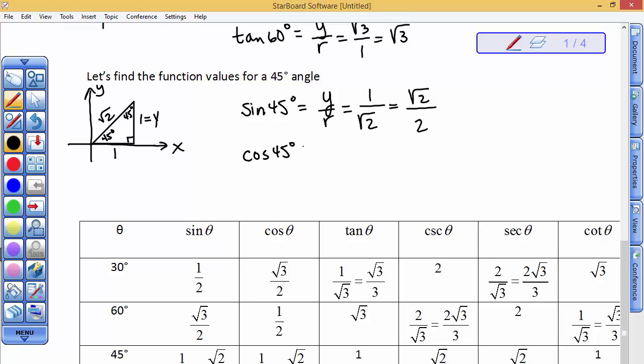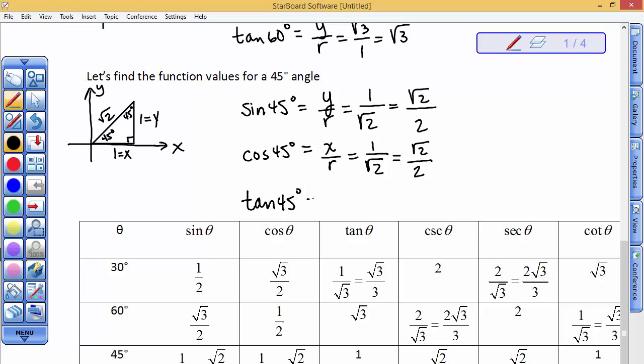The cosine of 45 degrees is defined as x over r. Again, all these definitions need to be memorized. For a 45-degree angle, my x value is this 1, and my r value is the square root of 2 again. So when I rationalize it, square root of 2 over 2. Remember, the sine of 45 and the cosine of its complement are always equal to one another.